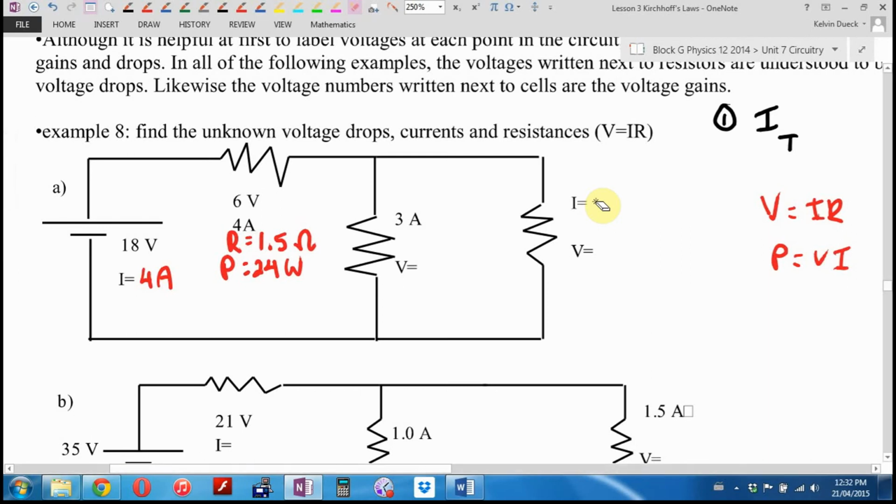Okay, so it breaks up. See it? 1 amp. Is there anywhere else that I know 2 pieces of information? Say no. Okay? So my first thing, always look for total current. Second thing, anywhere I know 2, I know 4. Third thing, I go skiing.